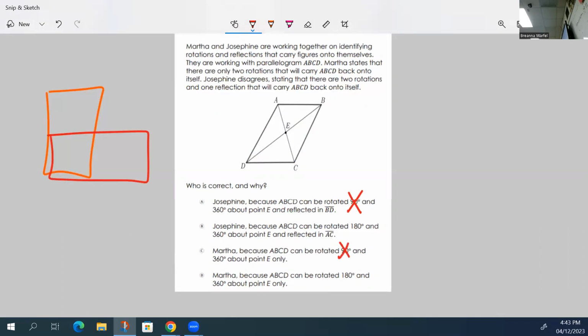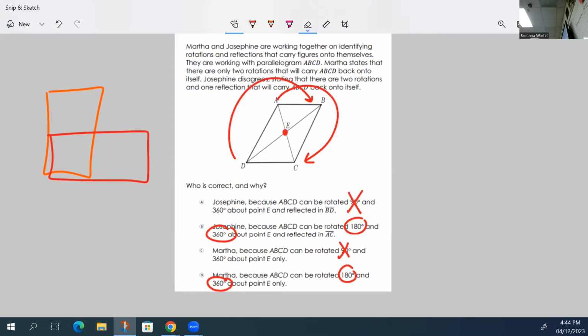Okay, so then we've got to look at B and D, and let's look at the differences between there. They both have rotated about 180 and 360 about point E. So that means that A is going to go to C, B is going to go to D. So the 180s work. So this is good and this is good. The 360s, obviously, if you rotate about 360, it's going to be in the same spot. So 360 and 360 work.